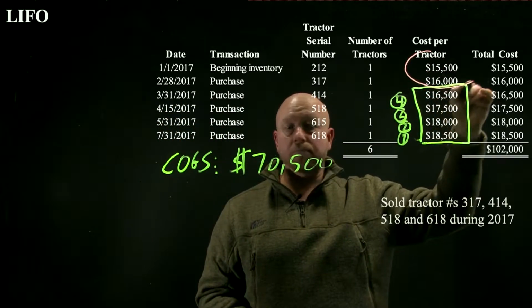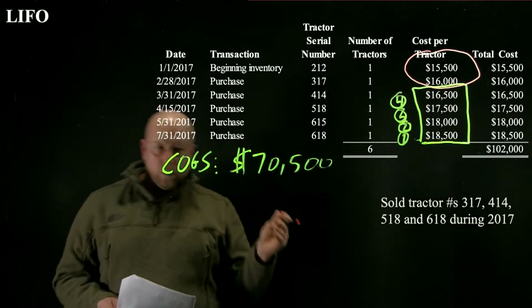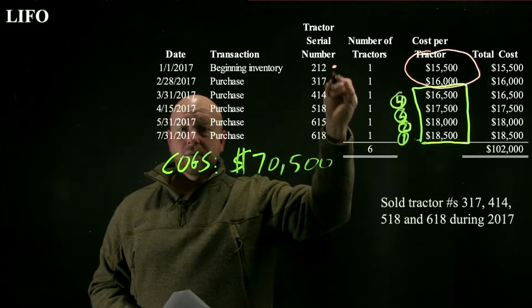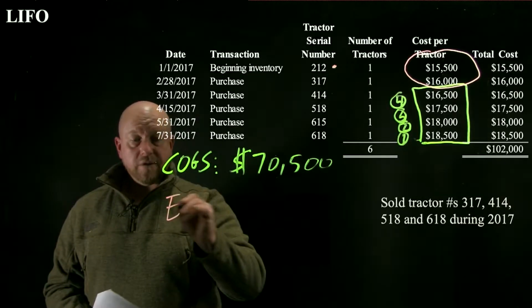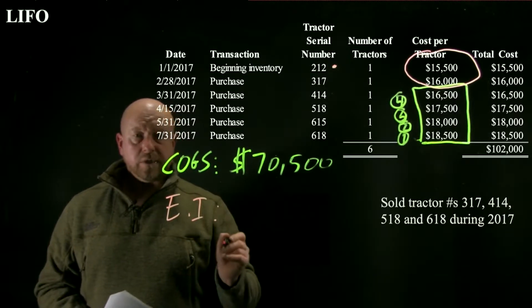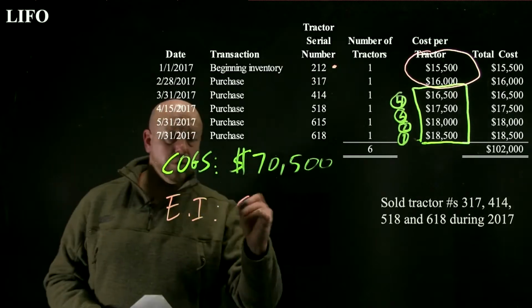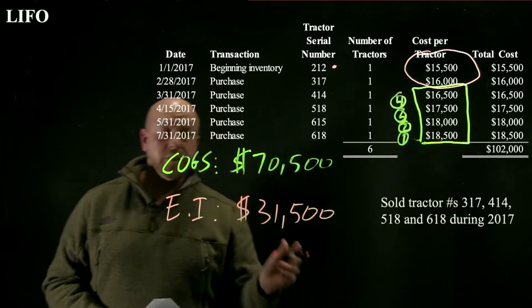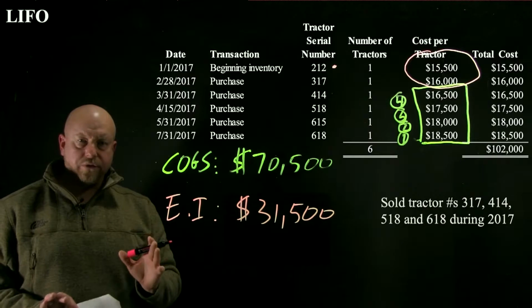Even though we know that these two tractors, well, let me see. One of those tractors is still physically in inventory. This one is. But 317 was sold. It's gone. Okay? But even though 317 is gone, we're going to treat that as part of our ending inventory, because these, again, are just cost flow assumptions. It's not what actually happened to the physical goods.